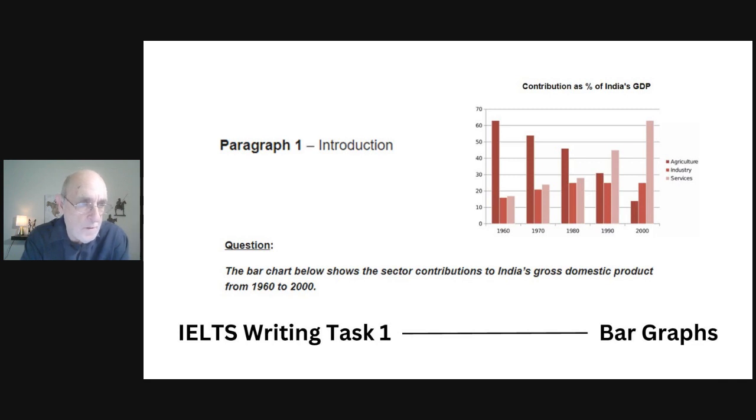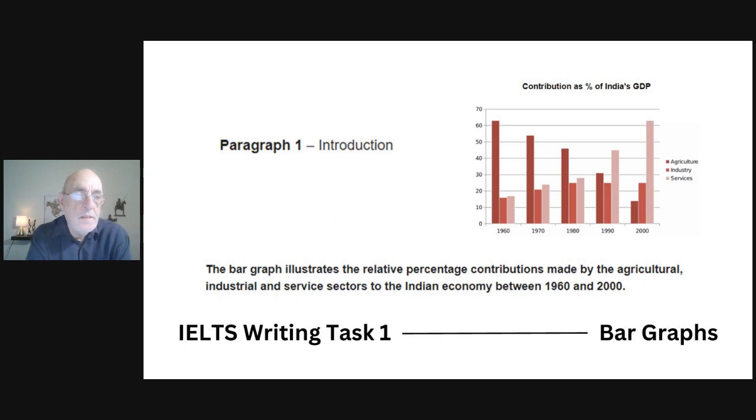So all we have to do, it's quite simple. All we have to do for our introduction is take this question, paraphrase it and put it into our own words. And if we were to do this, we might have something like this. The bar graph illustrates the relative percentage contributions made by the agricultural, industrial, and service sectors to the Indian economy between 1960 and 2000.